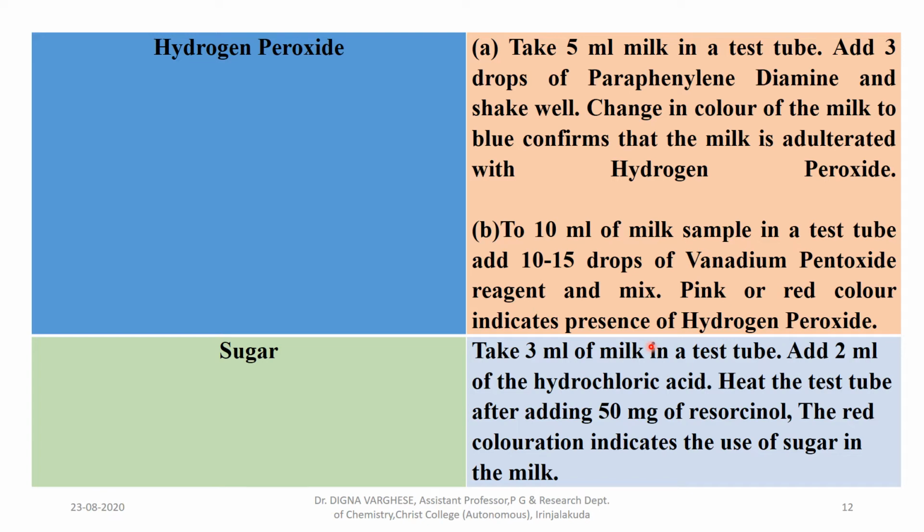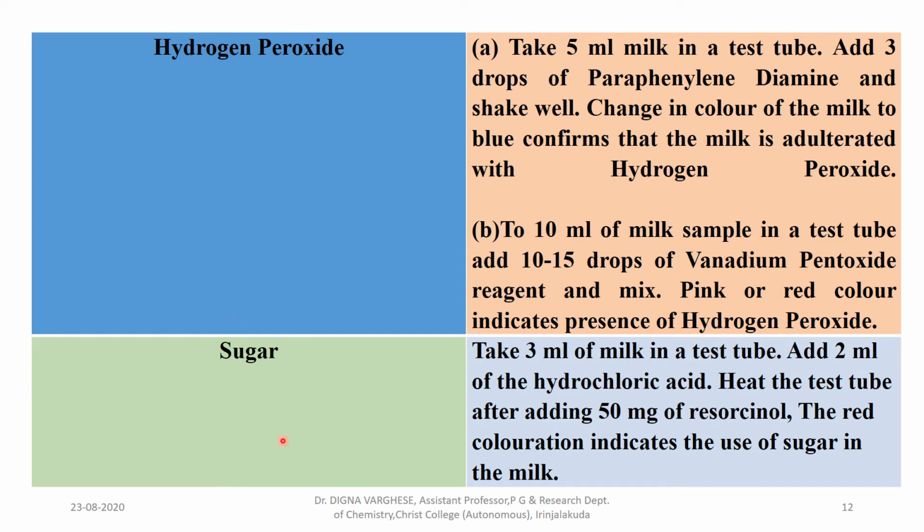First test: the milk sample with paraphenylenediamine, shake well, and the color changes to blue, which indicates the presence of hydrogen peroxide. Second test: take the milk sample, add 10 to 15 drops of vanadium pentoxide, V2O5, reagent and mix. Pink or red color indicates the presence of hydrogen peroxide.